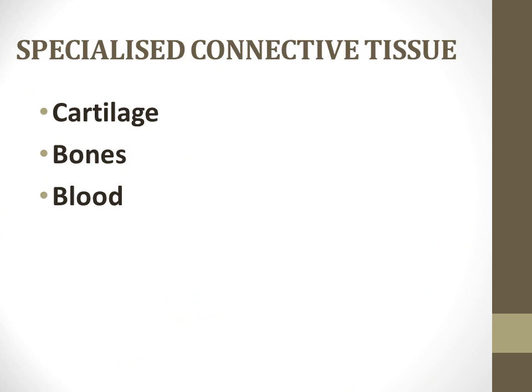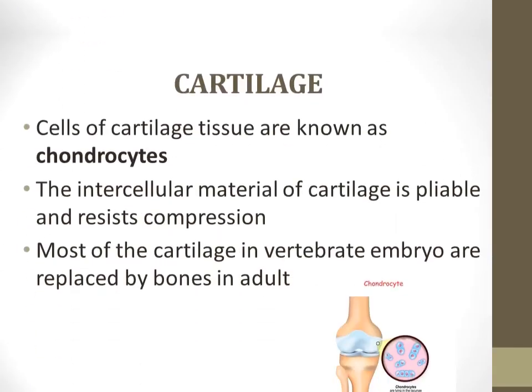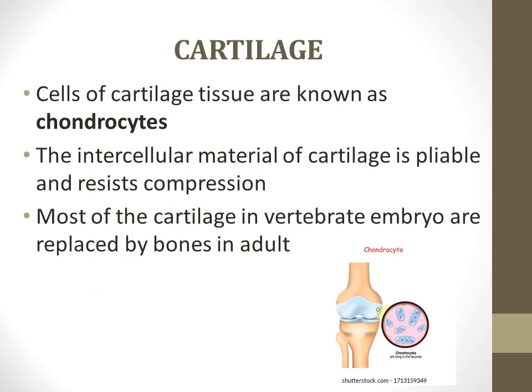The specialized connective tissue is a special type of tissue. One is cartilage tissue, the second one is bone, and the third one is blood. So these are the specialized connective tissues. Let us see in detail one by one. The first one is cartilage tissue.